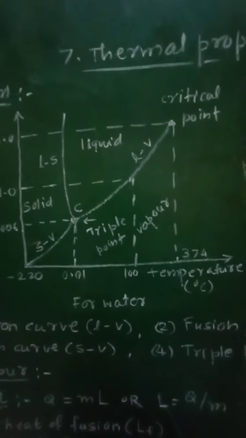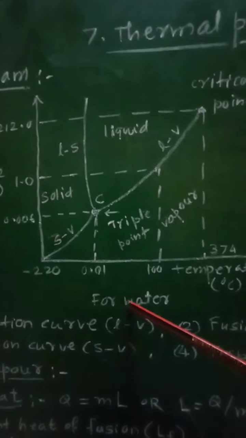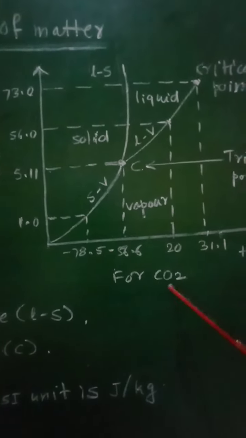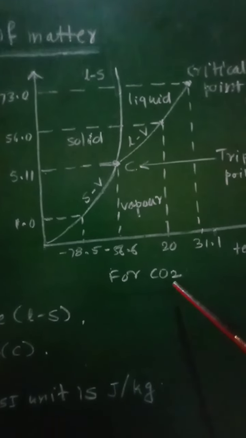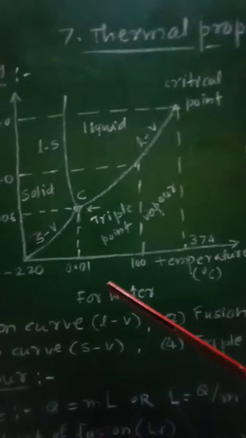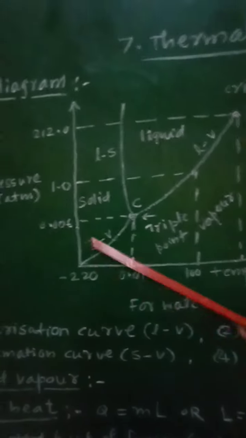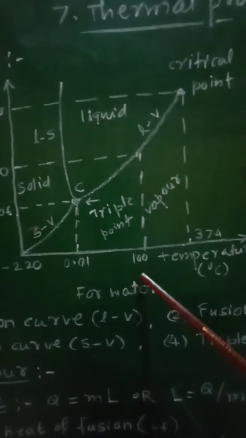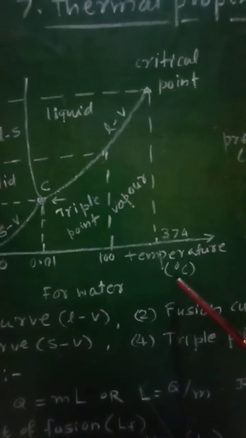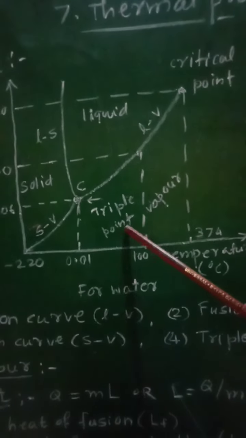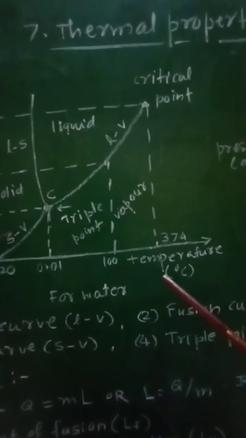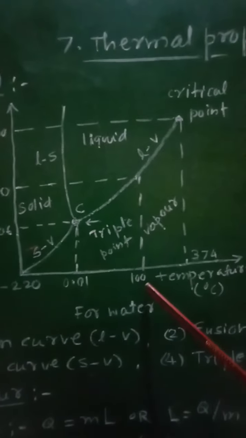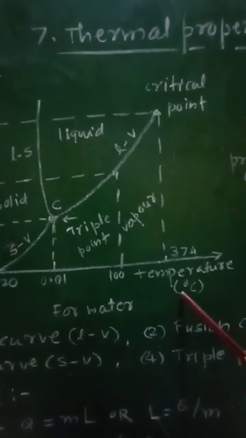For example, we will consider the phase diagrams for water and for carbon dioxide, that is dry ice, which is the solid carbon dioxide. Let us see first the phase diagram for water. For this purpose, the pressure in terms of atmosphere will be plotted against the temperature in terms of degrees Celsius.